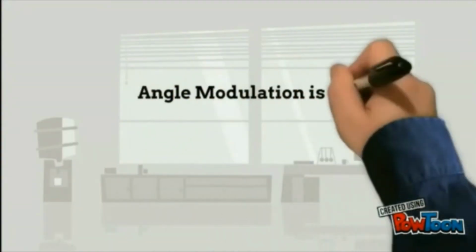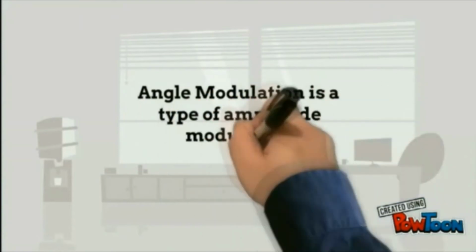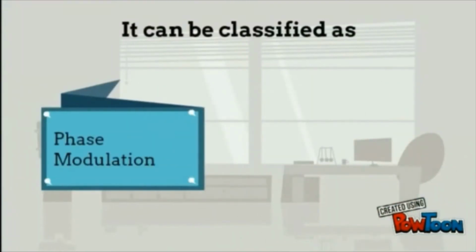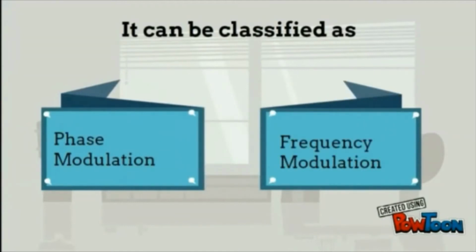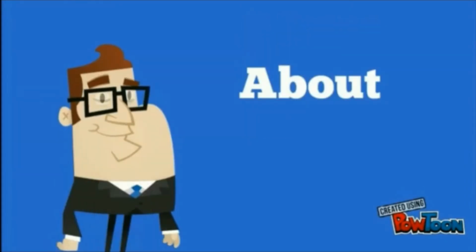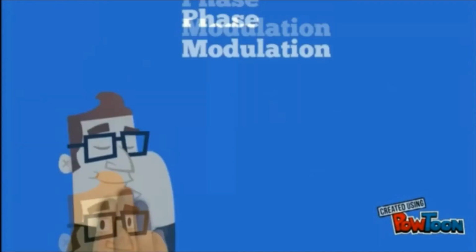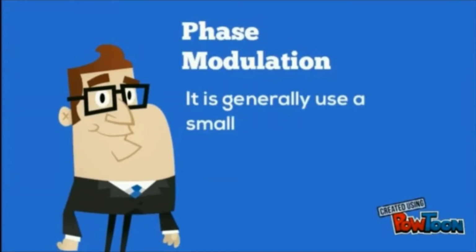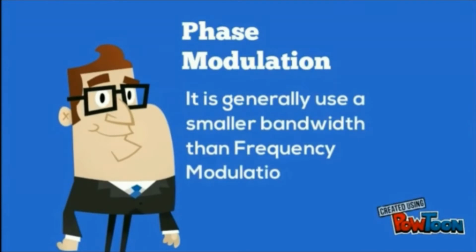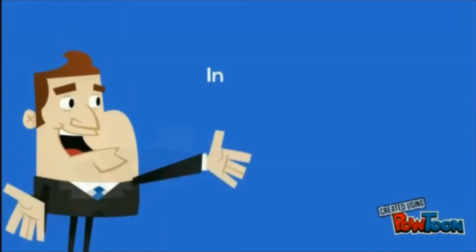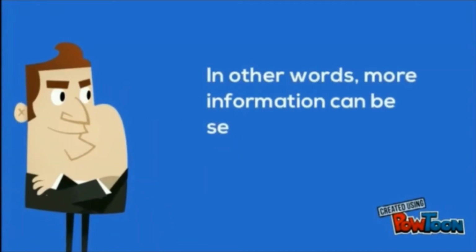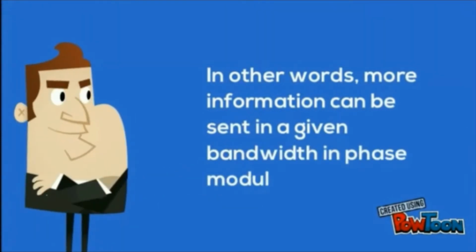Angle modulation is a type of amplitude modulation. It can be classified as phase modulation and frequency modulation. For phase modulation, it generally uses a smaller bandwidth than frequency modulation. In other words, more information can be sent in a given bandwidth in phase modulation.